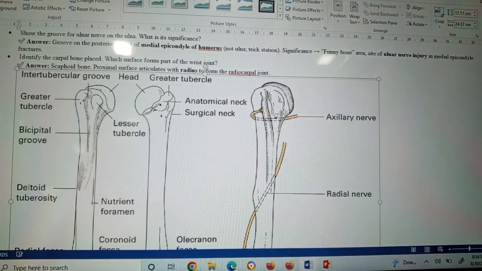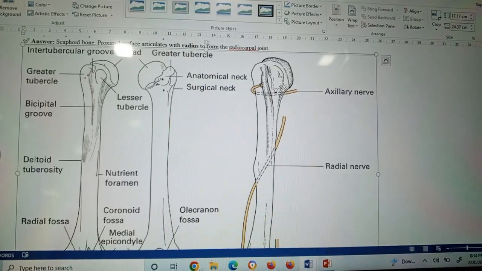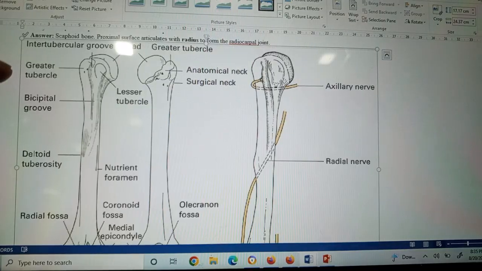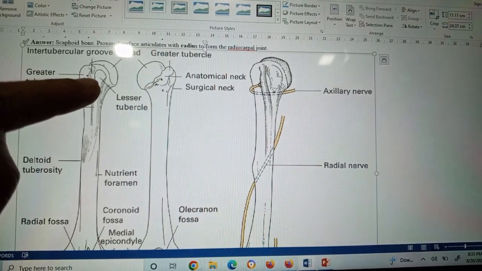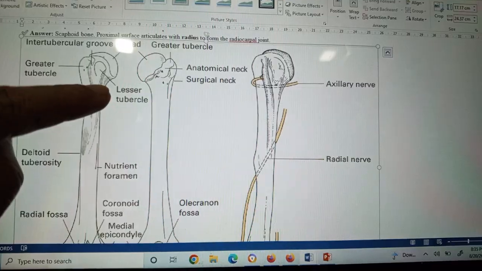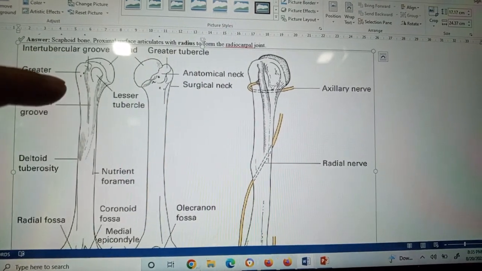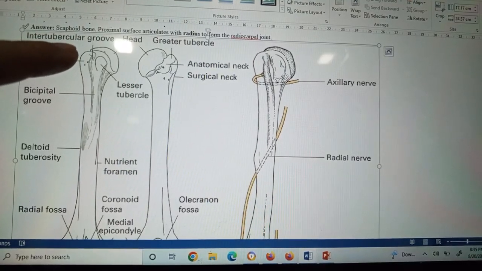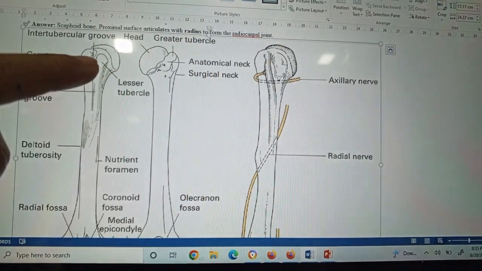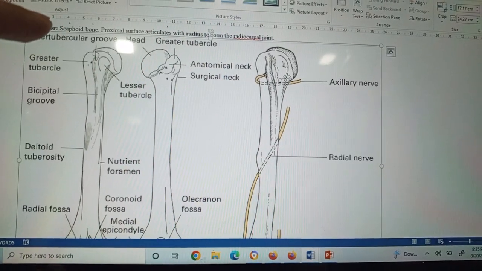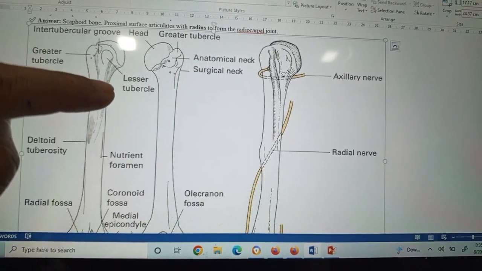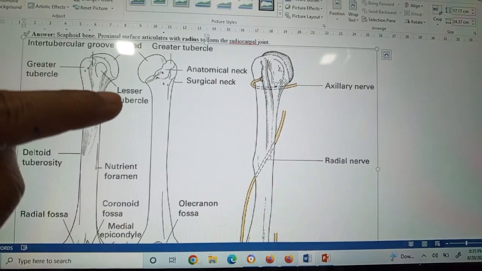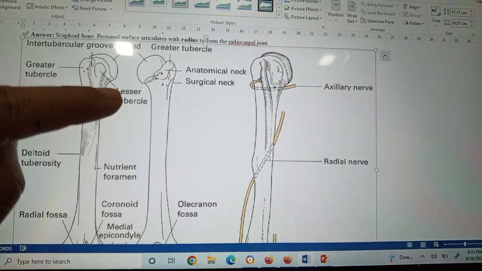Now, I have attached a picture here so that you can better understand the anatomy of the humerus. This is the intertubercular groove, there is the greater tubercle, and this is the lesser tubercle. The lesser tubercle is present over here, not here. When you talk about the femur, it is the opposite. In the humerus there is a greater tubercle, and in the femur there is a greater trochanter, and the lesser trochanter will be present in the femur, on this side, outside.